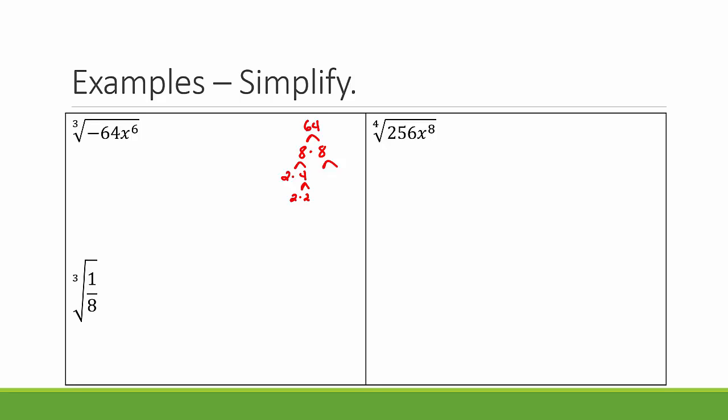Come to the other side over here with this other 8 and do the same thing. Break down the 8 to 2 times 4. Break down the 4 to 2 times 2. So I have, as my prime numbers, 6 2's there.